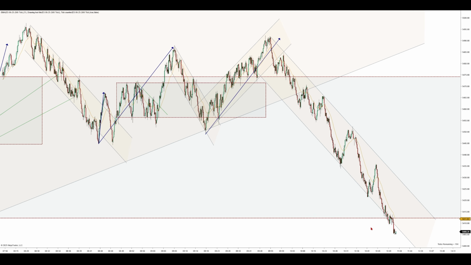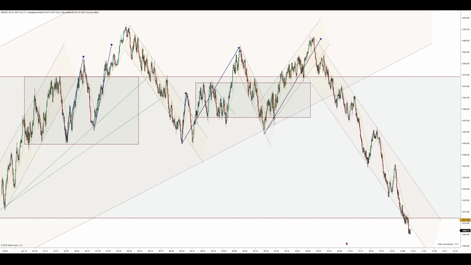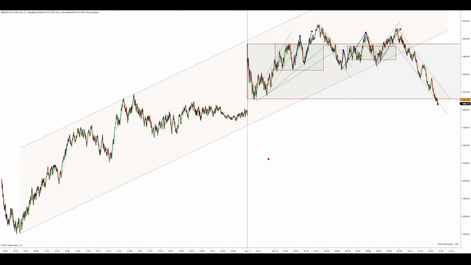Some people don't like to trade intraday. If you want to take swing trades with price action, you can do that too. But I do like being in and out.